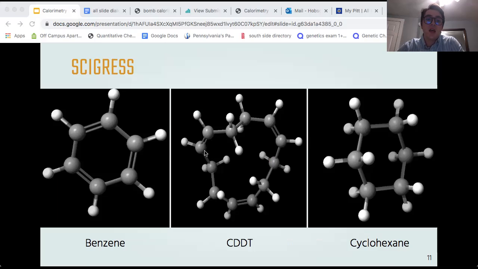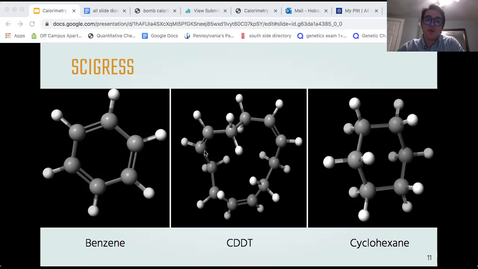So CGRIS. In this experiment, we used a computer software program that's extremely useful for molecular modeling. Here are our 3 molecules of interest, as you can see, benzene, CDDT, and cyclohexane, all from CGRIS. CGRIS actually takes the optimized geometry for each molecule at the PM6 level, which then allows us to find the heat of formation, which we'll discuss later in the presentation.